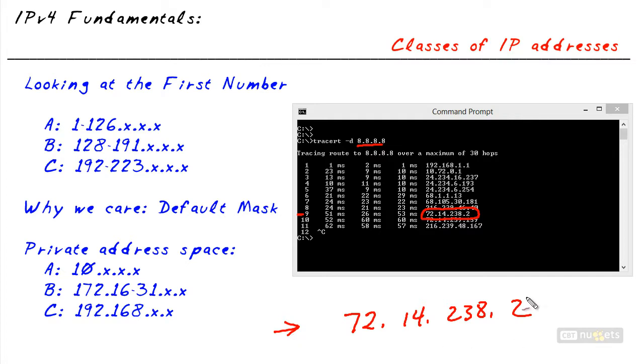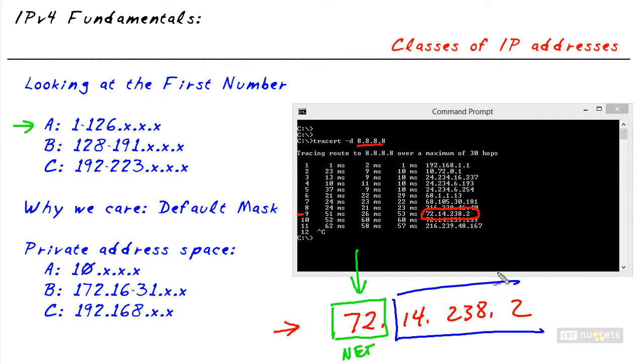So the way I would approach this, first of all, which class of IP address is this? Is it class A, B, or C? The only thing we have to look at really for that is the very first number, which is 72. 72 falls in the range of a class A address, and based on that, we also know that the default mask for a class A address is taking only that first number. So this would be the network right here, and all of these numbers to the right by default would become the host addresses.